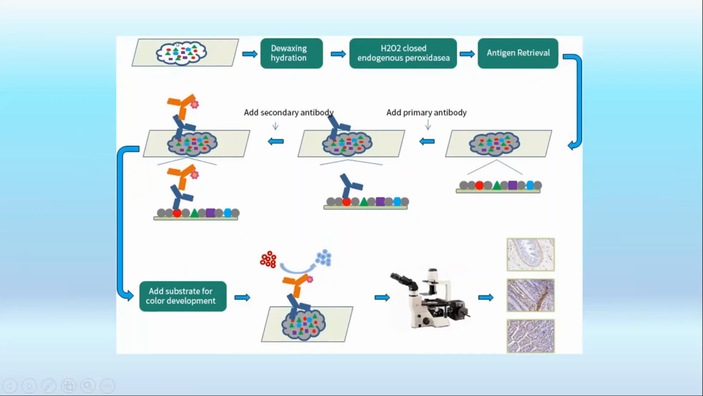So basically, this is what happens on the slides. We have the slides, we have the tumor, we have the tissue. And then we have to retrieve the antigen. Usually we use heat, and then we add the primary antibody, depending on what you want to look for. Then we add the secondary antibody, and then the color will develop, which we will see under the microscope.